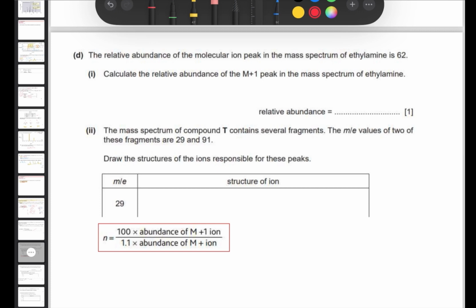It says the relative abundance of the molecular ion peak is 62. The relative abundance of the molecular ion peak means the height of M positive, and this is 62. The compound that you have here is ethylamine. By the way, this question is from the A2, not from the AS, since amines are not included in the AS. But I just want to let you know that ethylamine looks like CH3CH2NH2, and from here you can determine that you have 2 carbons. Just put this in your mind.